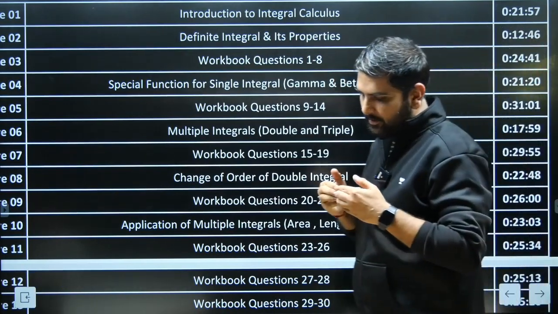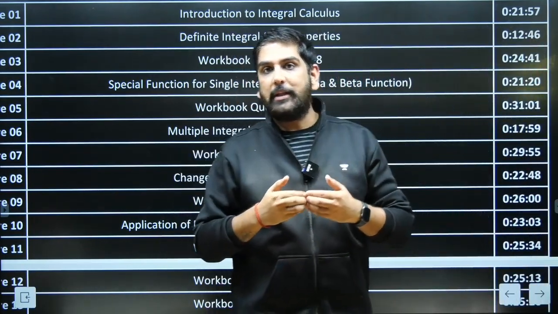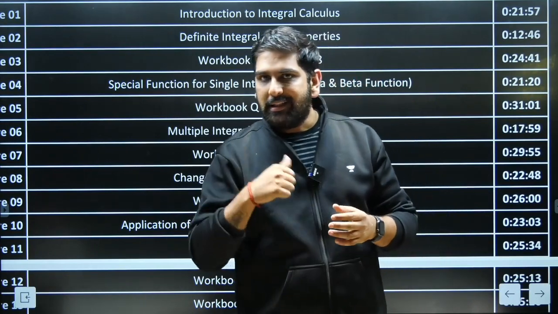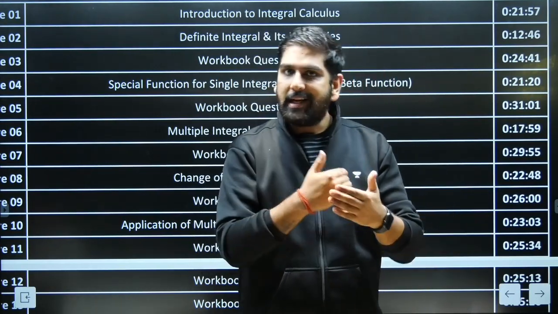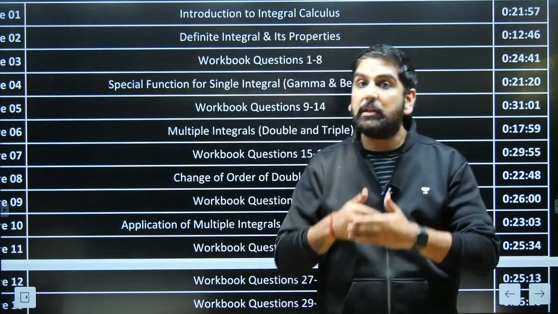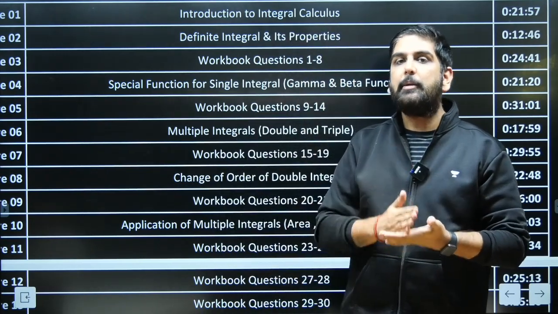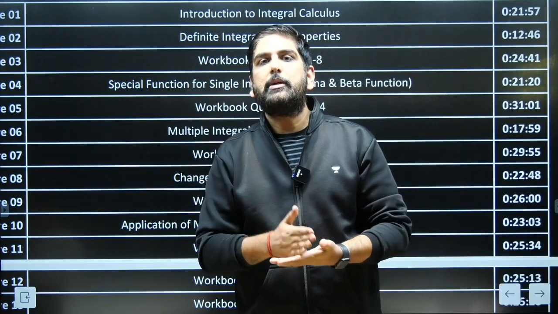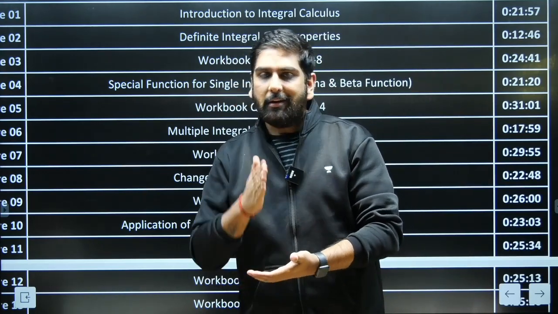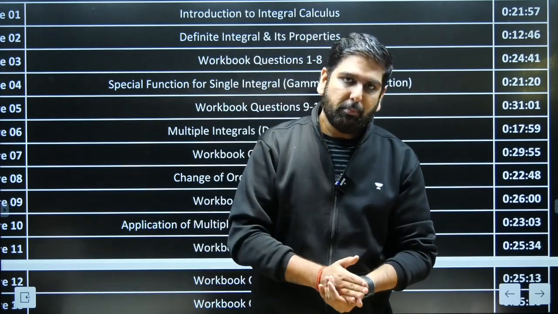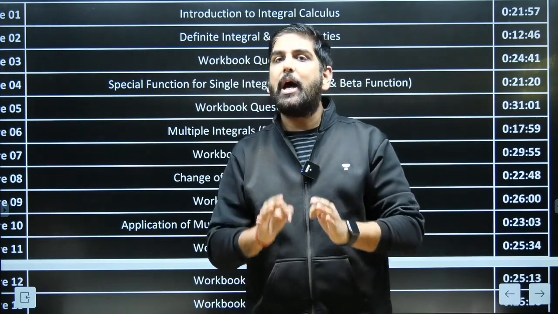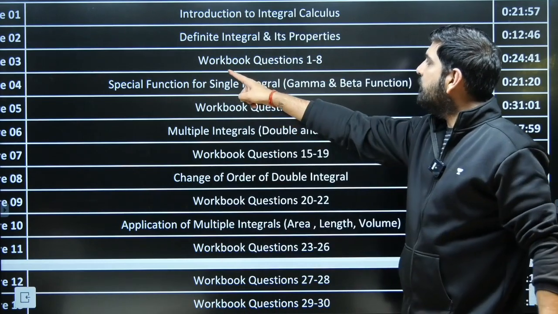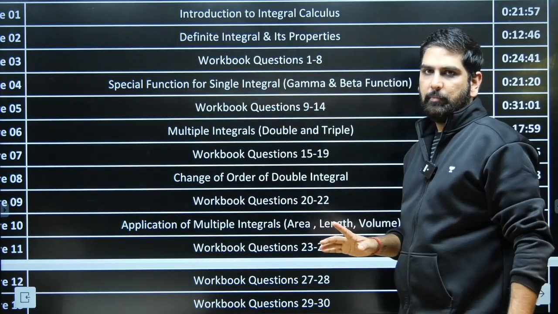So what is the sequence? First of all, the introduction of that particular part. The second is the concept. The third part is question practice sessions. The fourth part is PYQ practice. The PYQ and question practice sessions are both included in the workbook question practice session.